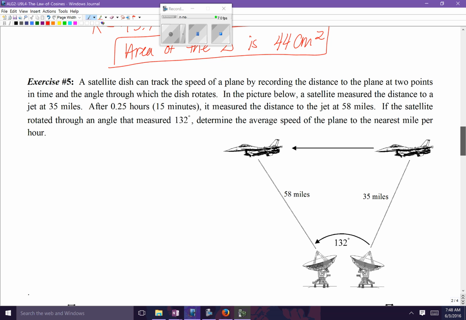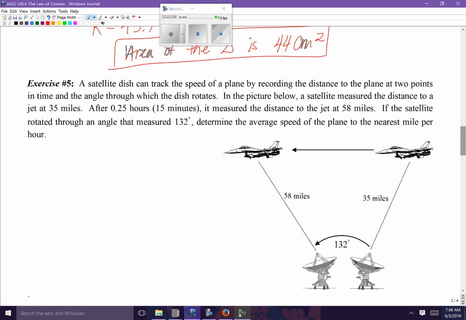Exercise 5. Oh goodness. A satellite dish can track the speed of a plane by recording the distance to the plane at 2 points in time and the angle through which the dish rotates. In the picture below, a satellite measured the distance to a jet at 35 miles. After 0.25 hours, 15 minutes, it measured the distance to the jet at 58 miles. If the satellite rotated through an angle that measured 132 degrees, determine the average speed of the plane to the nearest mile per hour.